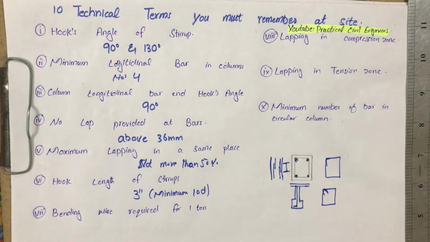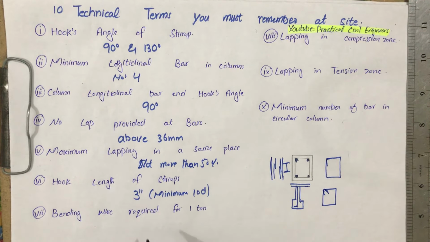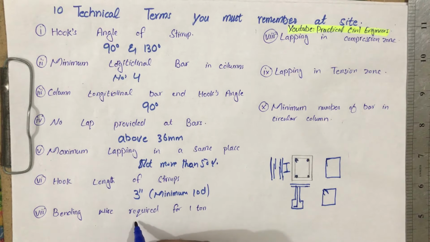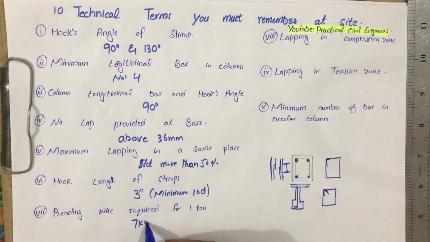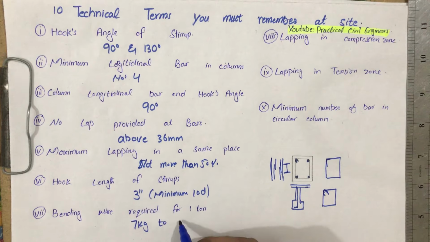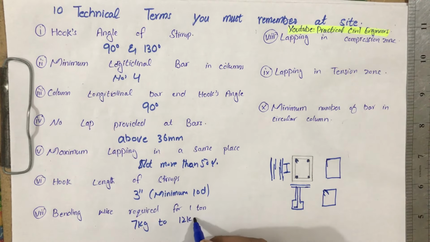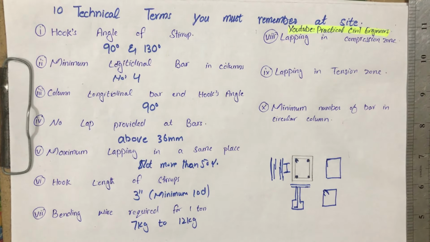The 7th point is bending wire required for 1 ton. Suppose there is a slab and the steel bar required for that is 1 ton. How much bending wire will be required for that? On average, 7 kg to 12 kg will be the bending wire.